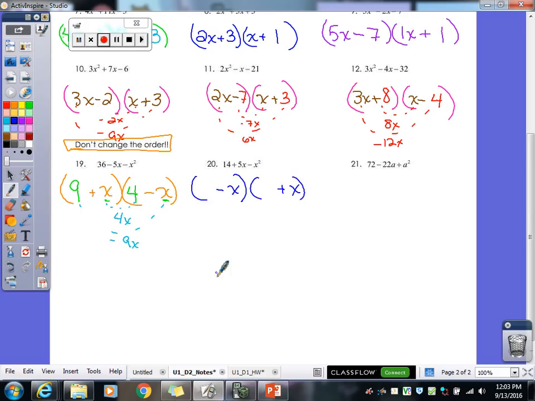Number 20, same thing. I have a negative x squared at the end. So that means one's plus x, the other one's going to be minus x. So now what multiplies to give us 14? 2 and 7. Let's try this. So my little smile would be a negative 7x. Big smile is a 2x. Oh, close. That would give me a negative 5. So I have the right number. I just need to change my signs. So now my little smile is positive 7. Big smile would be negative 2. That would give me my positive 5x.